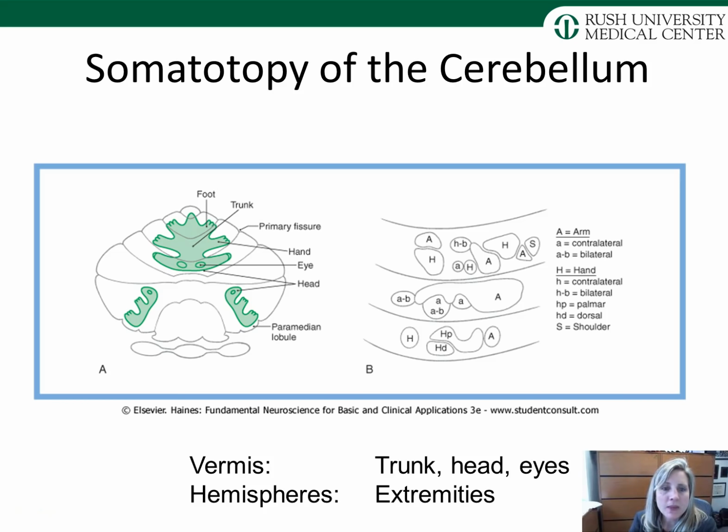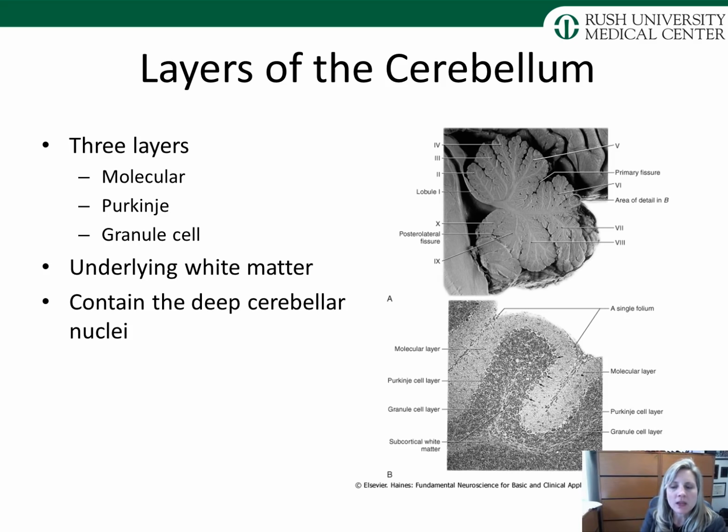So let's talk a little bit about the somatotopy of the cerebellum. Just like the cortical areas, there is somatotopy, and the somatotopy here is that the trunk and some of the other midline structures of the body are going to be located in the vermal area. So the trunk, the eyes, again, axial sort of localization. In the hemispheres, you essentially have the arms and the legs, and so we want to remember this as we're seeing patients.